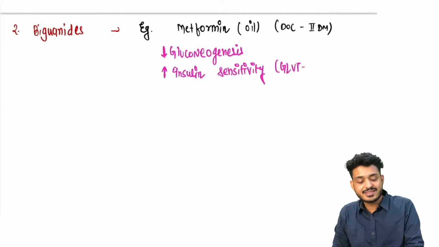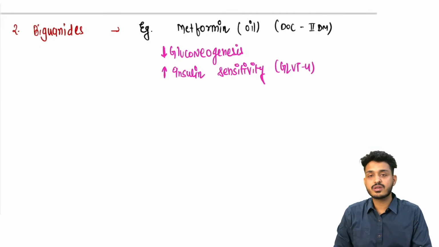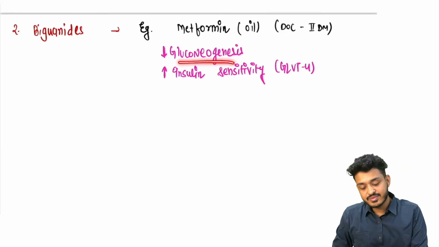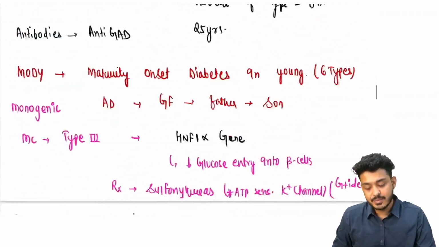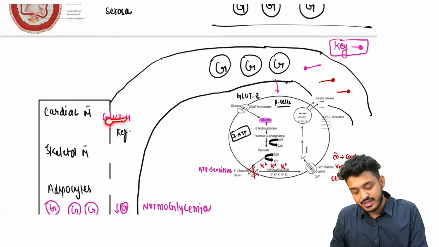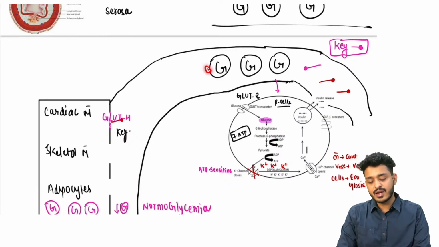In fact, exercise is also going to increase the sensitivity, right? That is why we are telling our patient to do exercise, right? This exercise will also increase the insulin sensitivity. Means what? Now this key will be working fine over here. If this key will be working fine, what will happen? The glucose can go inside, and that is what we are ultimately wanting.